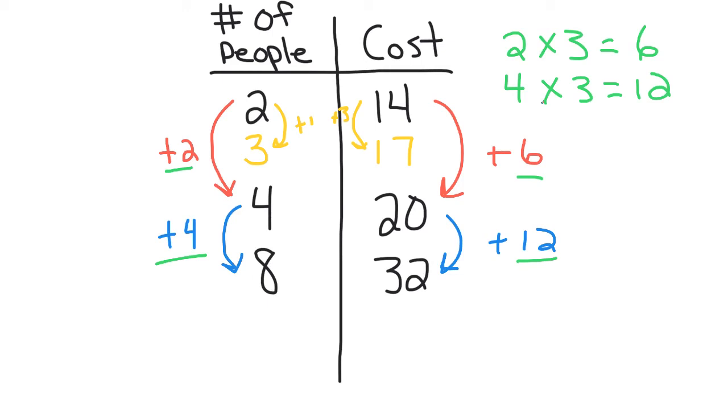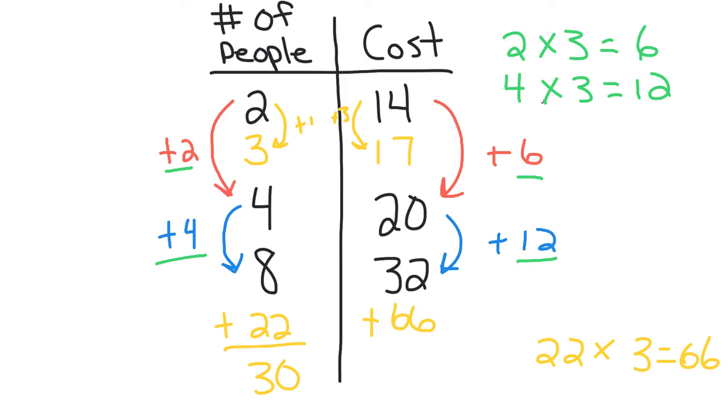We need 22 more people. We're going to add 22 here to get to 30 people. Now, if it increases $3 for each person, we're going to take that 22 and multiply it by 3, and that gives you 66. That means we're going to add 66 on here, which gives you a total of $98, and that is your answer. So it's kind of a roundabout way, but it gets you to where you need to go.